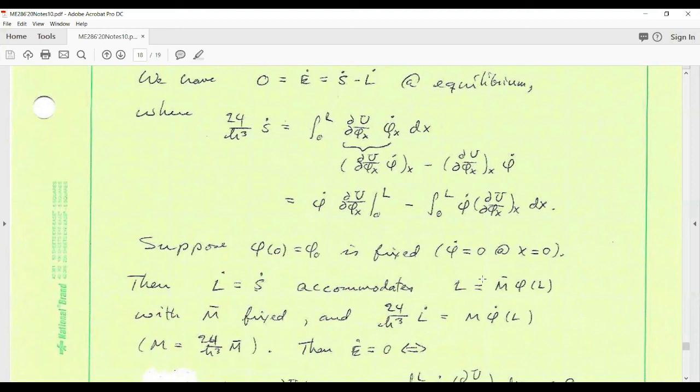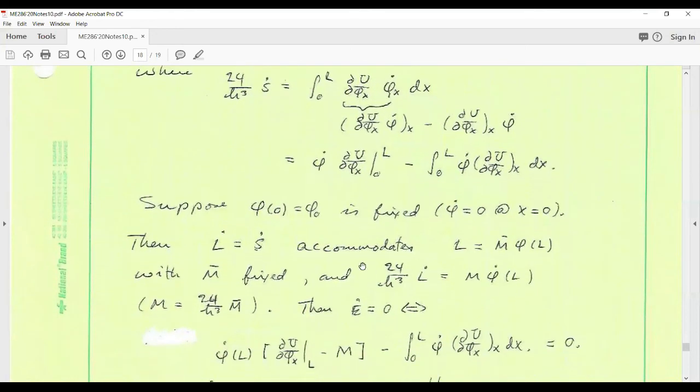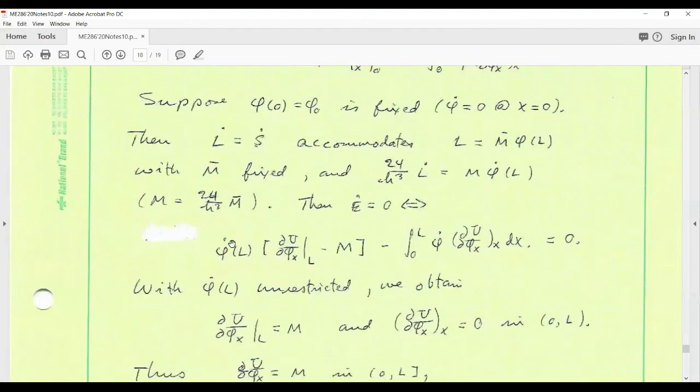That's not the most general thing we could do. We could take L to be a function of phi at L, and then L dot would be the d L d phi at L phi dot, and then this m bar could depend on phi at L. So you could have a variable moment. But this is just the simplest example. So then this would just be this. Remember, there's this factor of 24 over h cubed business. That would be this, where m is defined here. Then the equilibrium condition would simply say this, be equivalent to this.